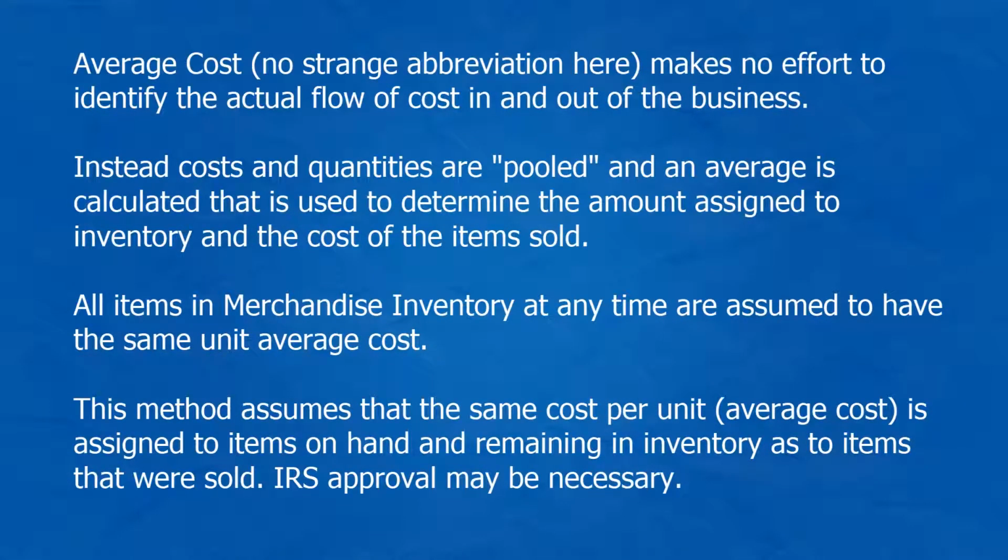Average cost, no strange abbreviation here, makes no effort to identify the actual flow of cost in and out of the business. Instead, costs and quantities are pooled, and an average is calculated that is used to determine the amount assigned to inventory and the cost of the items sold. All items in merchandise inventory at any time are assumed to have the same unit average cost. This method assumes that the same cost per unit, average cost, is assigned to items on hand and remaining in inventory as to items that were sold. IRS approval may be necessary.